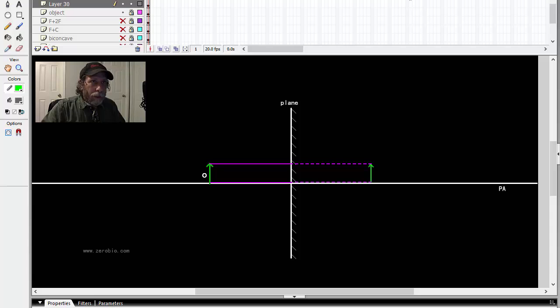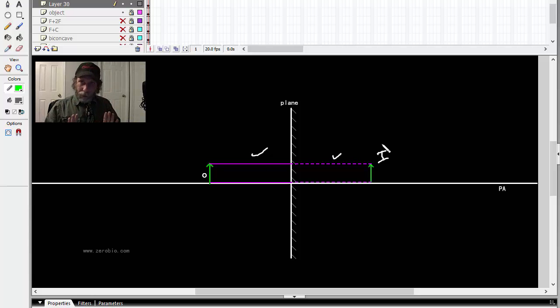Normally we would label that as image. Actually, if I move that over here, use my Epic Pen, grab this in a white color, and say I for image, okay? Really messy I because I'm using the mouse to do this, not my tablet. The image in a plane mirror is the same distance behind as it is in front, all right?